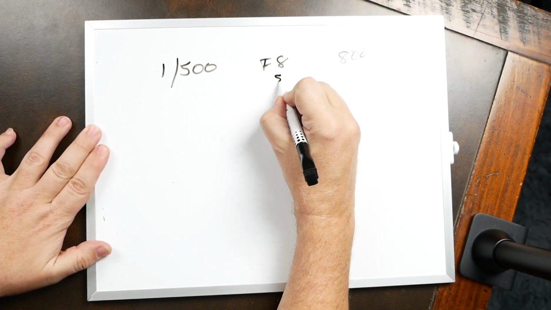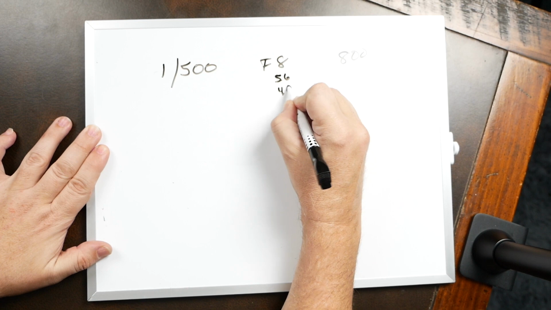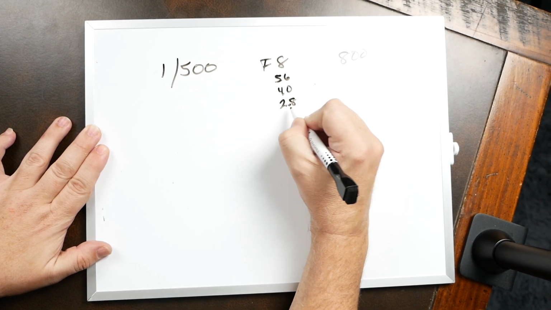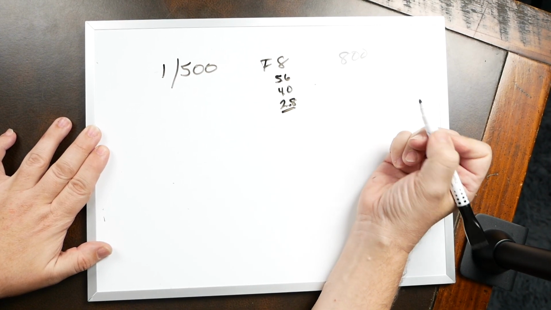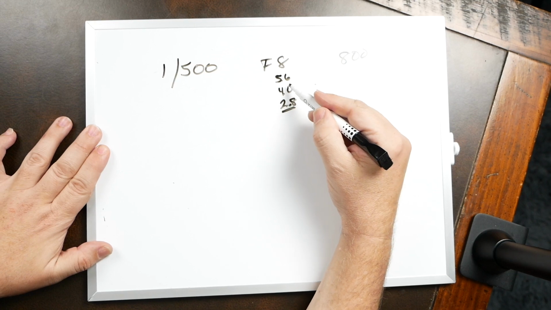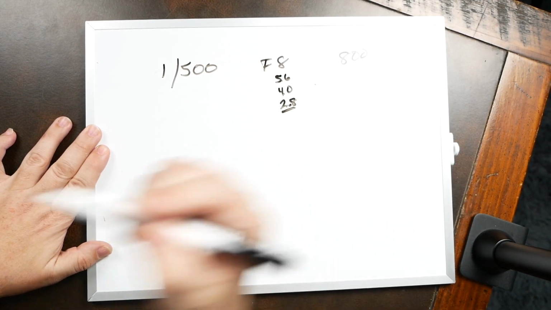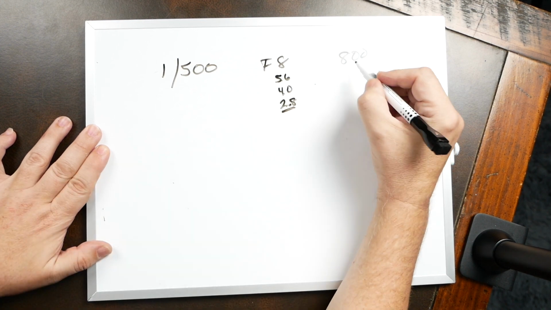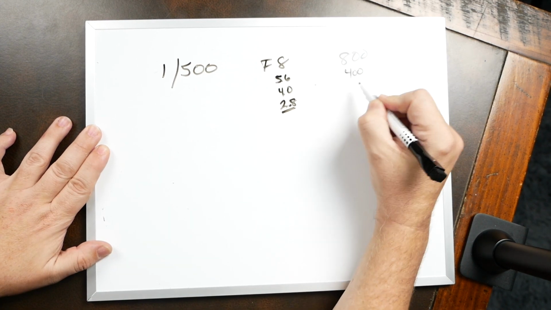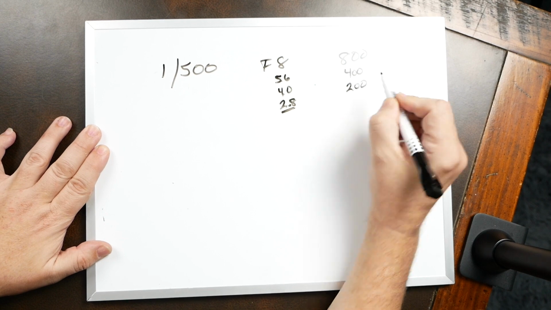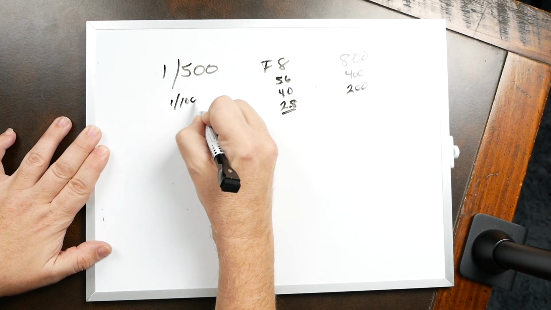So if we take that down to 5.6 and then to 4, then to 2.8, which is what will get us our blurry background, then we have just added 3 stops of light to this image. So now we've got to subtract 3 stops somewhere else. So we can take this down to 400, and then we can take it down to 200, and then we can take this to 1/1000th of a second.